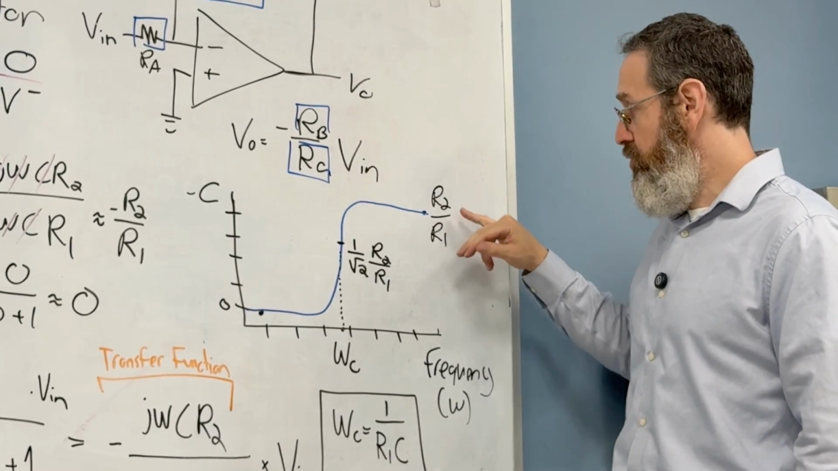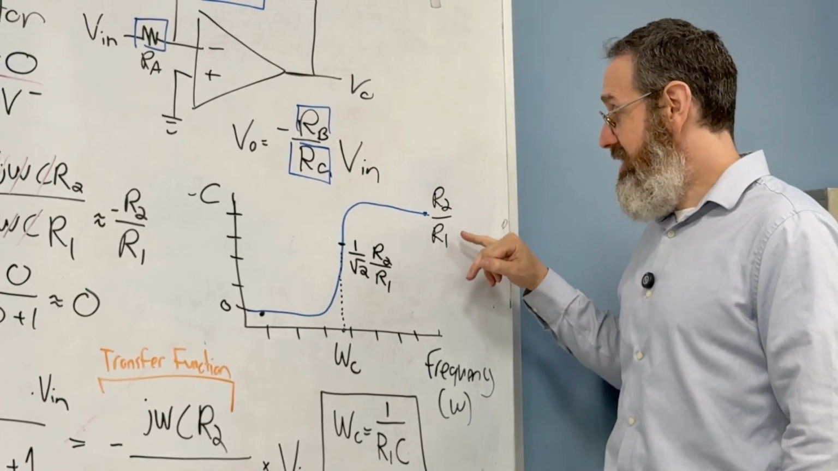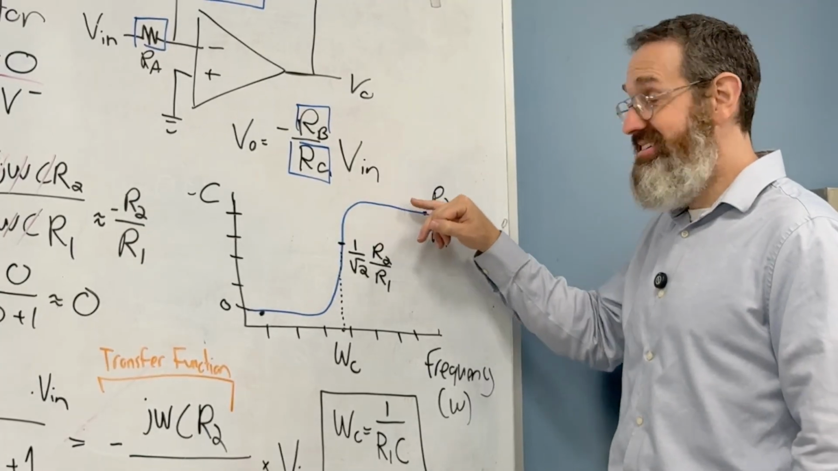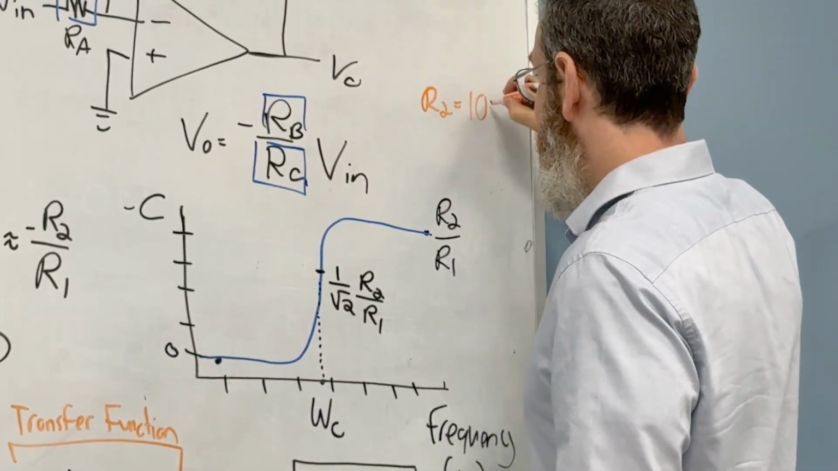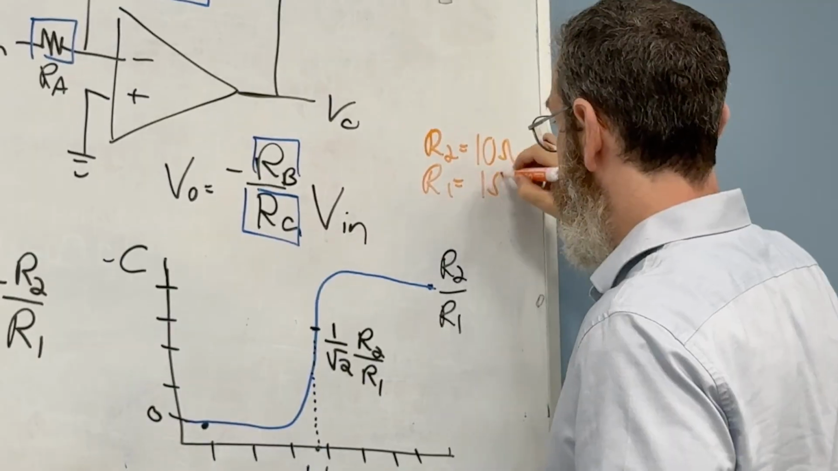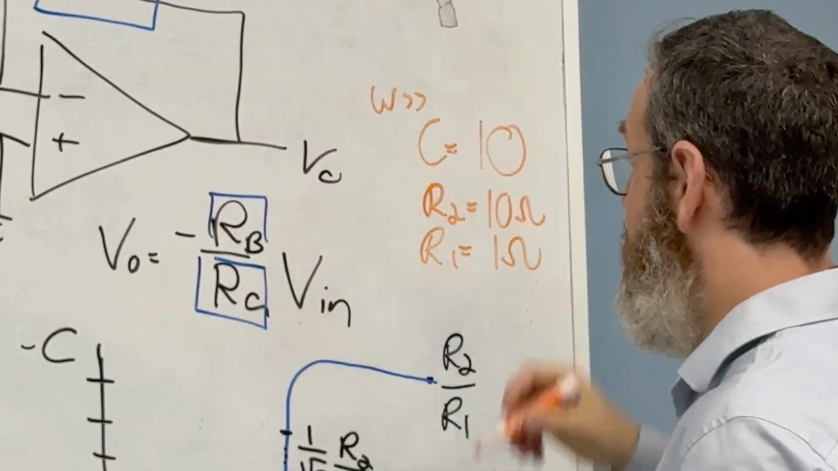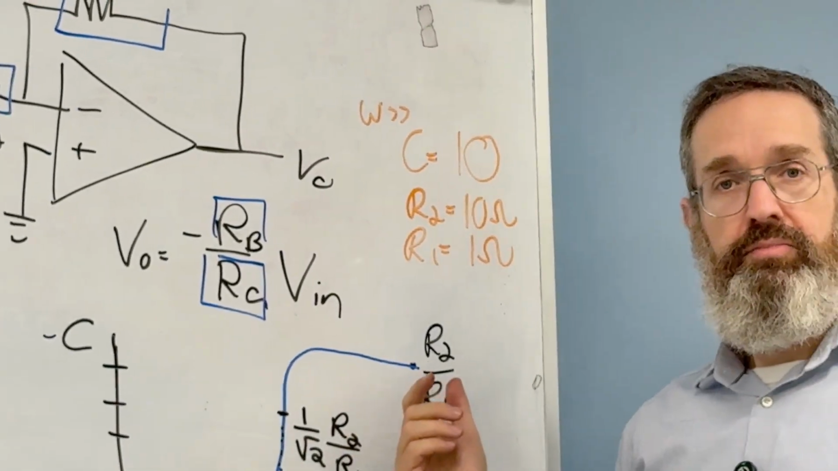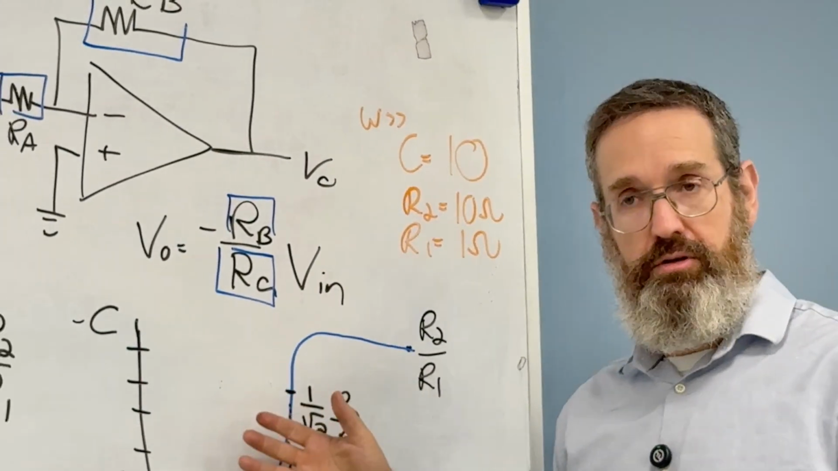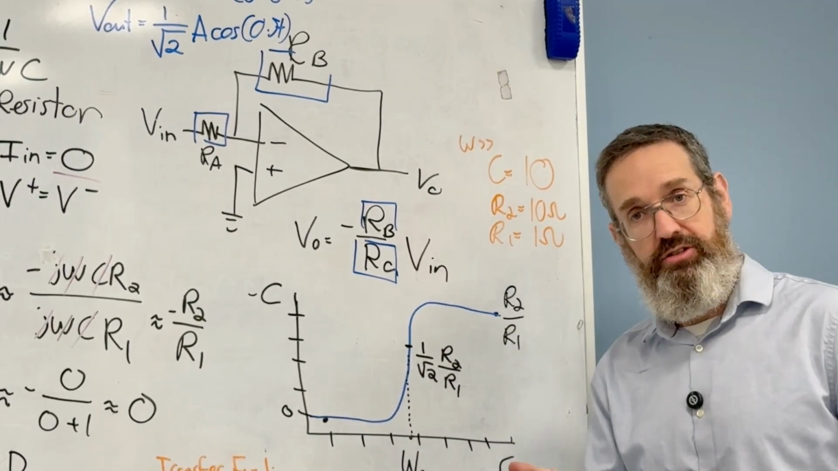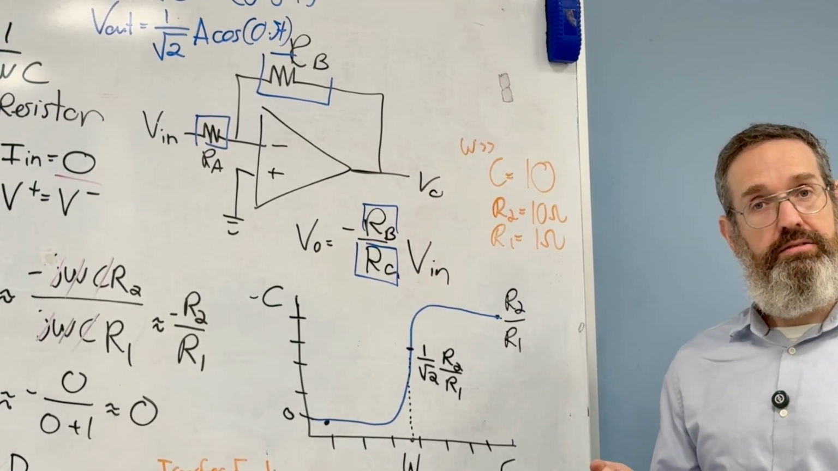Now, if R2 was 1 ohm and R1 was 1 ohm, we're back to 1. But if R2 was 10 ohms and R1 was 1 ohm, this would be at 10. Right? If we picked R sub 2 equals to 10 ohms and R sub 1 equals to 1 ohm, then the gain at these very high frequencies is 10. So we actually have a situation where we can not only do a filter, but we can also do an amplification. It's a 2-in-1.